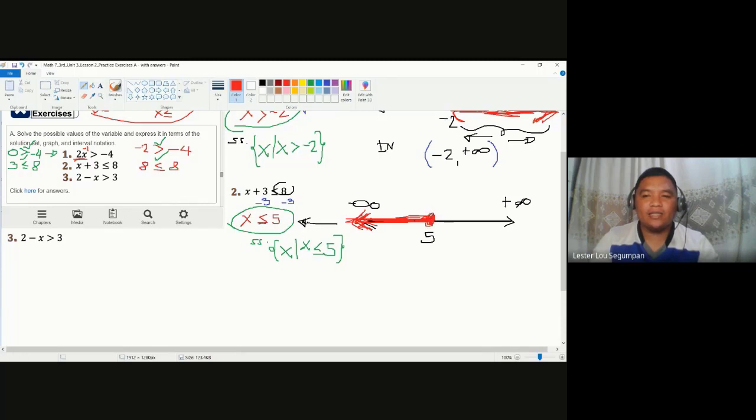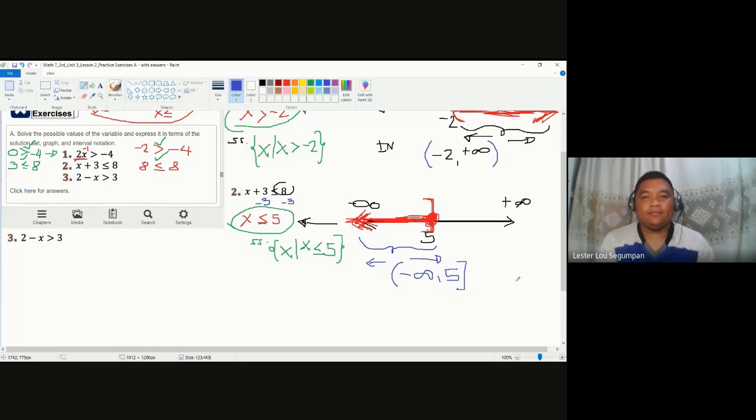by placing a shaded circular figure and a bracket pointing in that direction. And finally, our interval notation shall be based on this. Leftmost value is negative infinity. Rightmost value is 5, separated by a comma. Infinity is always open, but 5 here uses a bracket. So it looks like that.